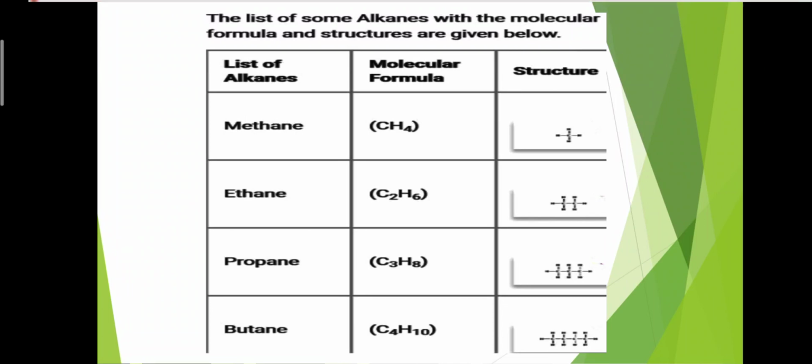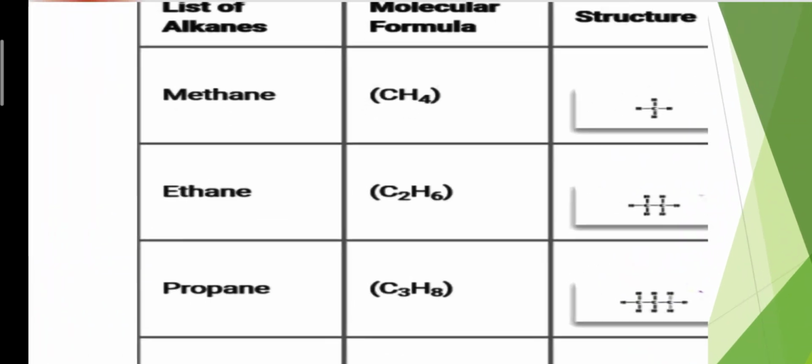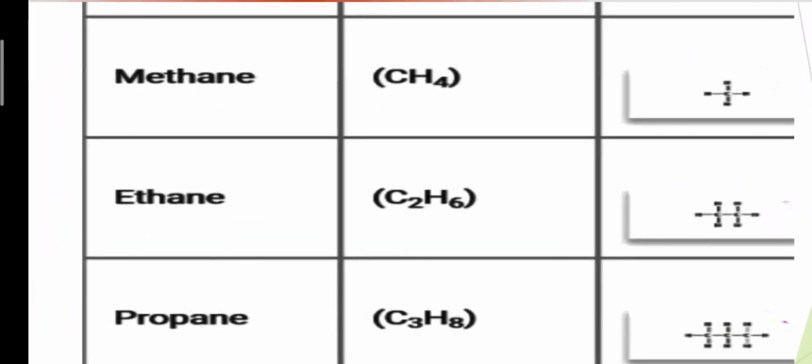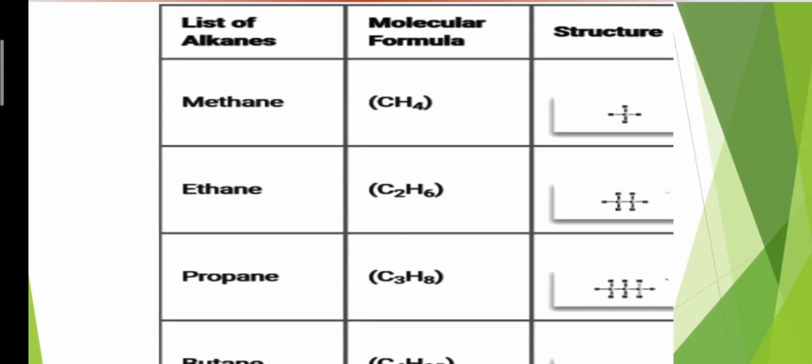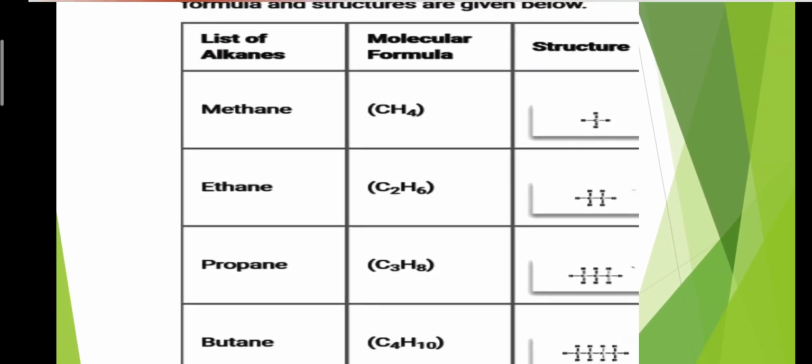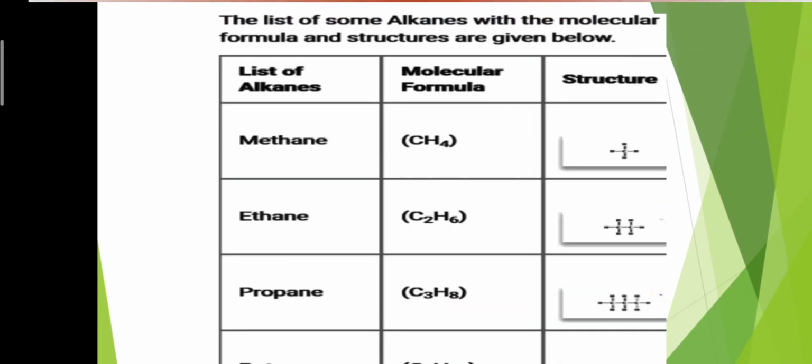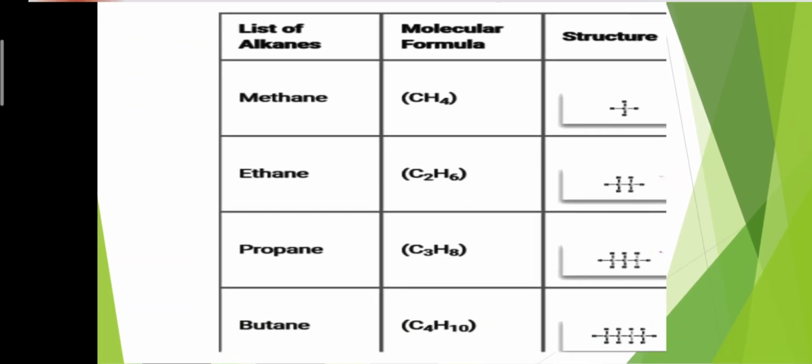Here is a list of some alkanes with their molecular formulas. That is methane CH4, ethane C2H6, propane C3H8 and butane C4H10.